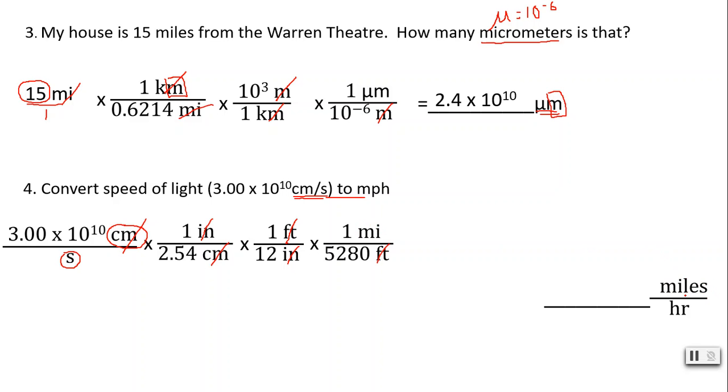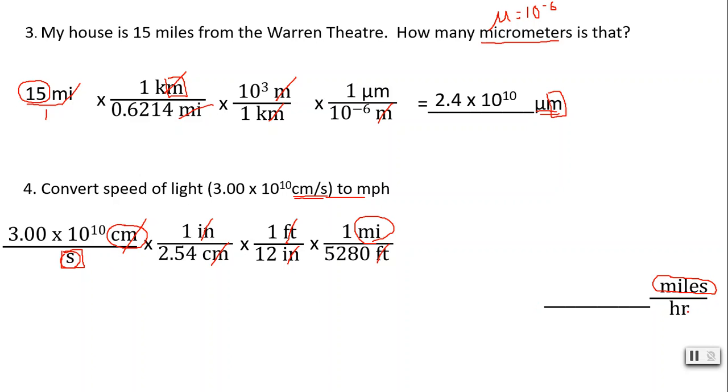Hey, that's what I'm looking for here. I've got miles in the numerator. So half of this problem, setting up half of this problem, is done because the unit in the numerator matches the unit that I'm looking for in my answer. If I was to stop the problem now, though, and put it in my calculator, my final answer would not be in miles per hour, it would be in miles per second. So I have to change this second that's in the denominator here to hours.